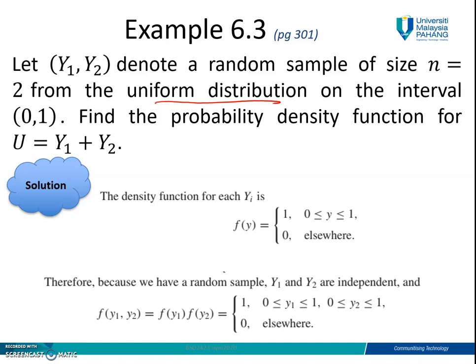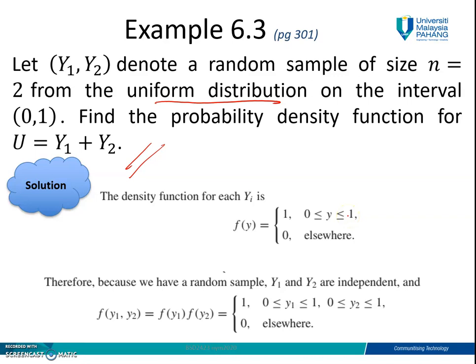So you can see that you have Y1, Y2, a random sample of size n equal to 2, and then a function U equal to Y1 plus Y2. We want to find the density function for this U. The density function for each Yi is 1, where y is between 0 and 1, because it is from a uniform distribution.